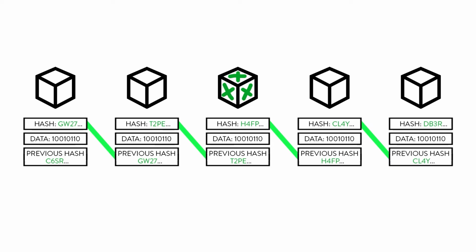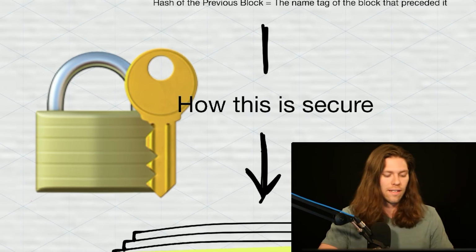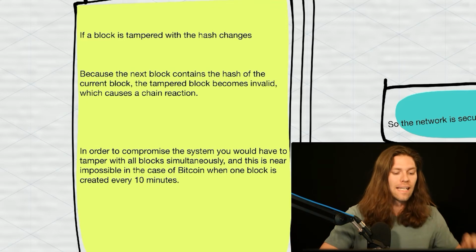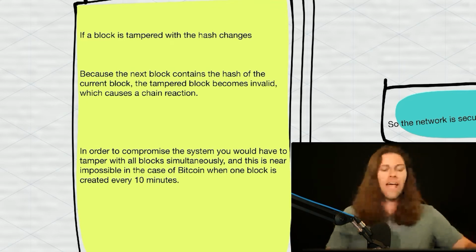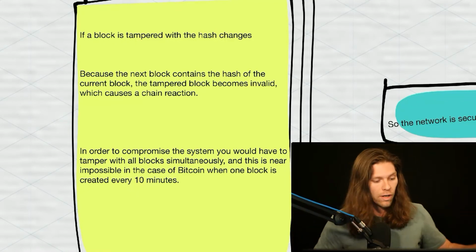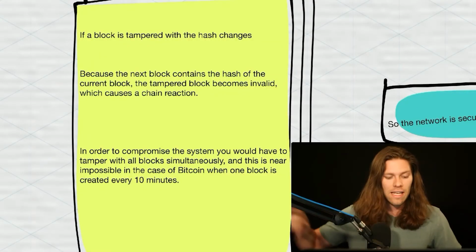Now, let's talk about how this is secure. Why is the blockchain secure and perfect for financial transactions? This is because if a block is tampered with, the hash changes. That name tag that is stamped outside of the block changes. And because the next block contains the hash of the current block, each block contains the hash of the block before it, the tampered with block becomes invalid, which causes this chain reaction, and everyone can tell, hey, there's something going on with block 24879 3 alpha Z.